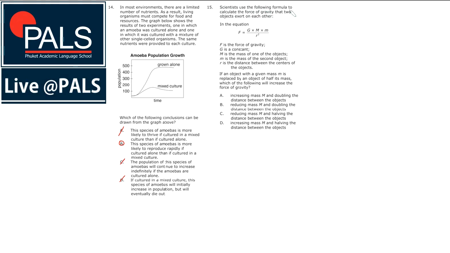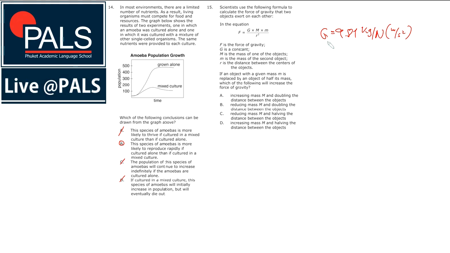15. Scientists use the following formula to calculate the force of gravity that two objects exert on each other. F equals G m M over r squared. F is the force of gravity that we calculate, G is a constant, probably the gravitational field strength of Earth, which would be equal to 9.81 newtons per kilogram, or another unit would be meters per second squared. Big M is the mass of one of the objects, small m is the mass of the second object.